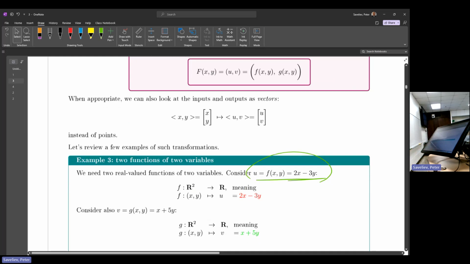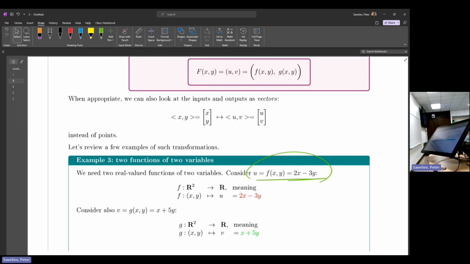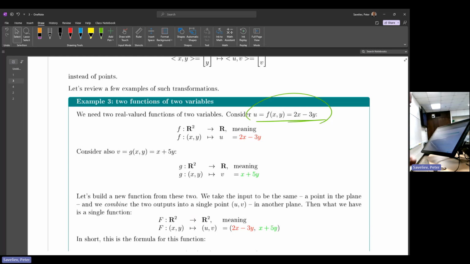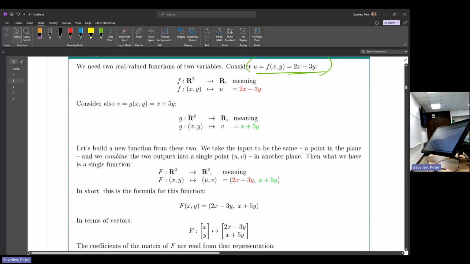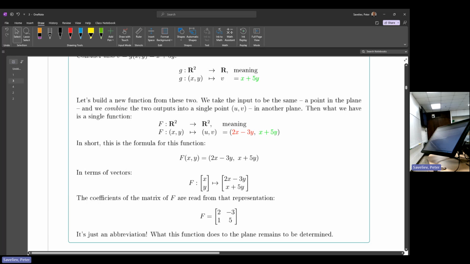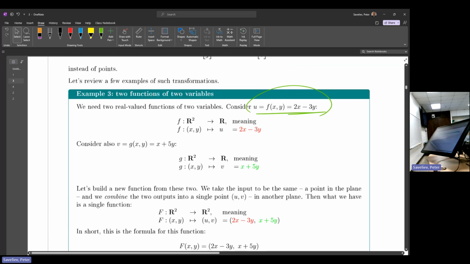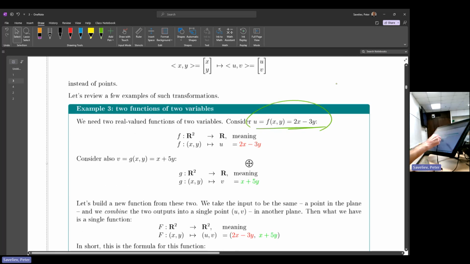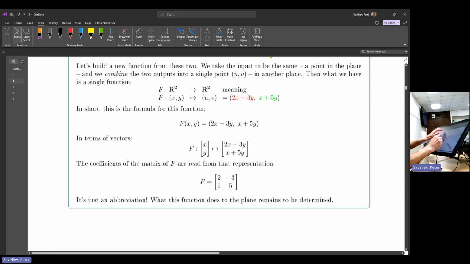So I know where x, y goes. Under the first function, x, y goes to 2x minus 3y, but under the second function it goes to x plus 5y. If we combine them together into one, that's what my vector algebra is. So x, y goes to the vector u, v, which is given by 2x minus 3y and x plus 5y. If I were to write it now in matrix notation, I take those coefficients, 2, -3 and 1, 5, and put them in a matrix. It's nothing but a more compact representation of this. This is long, and this is short, but it's the same thing.